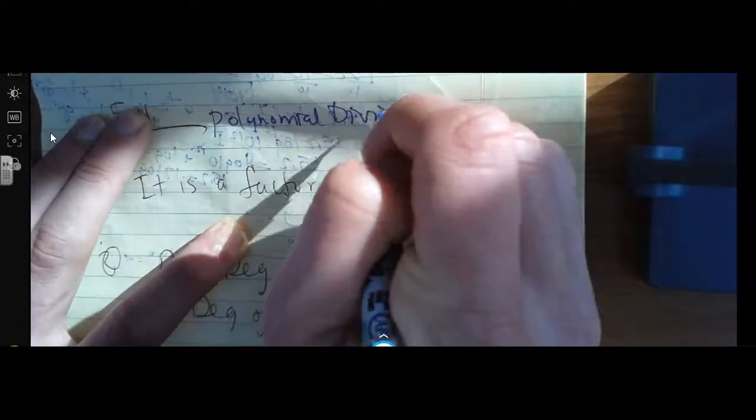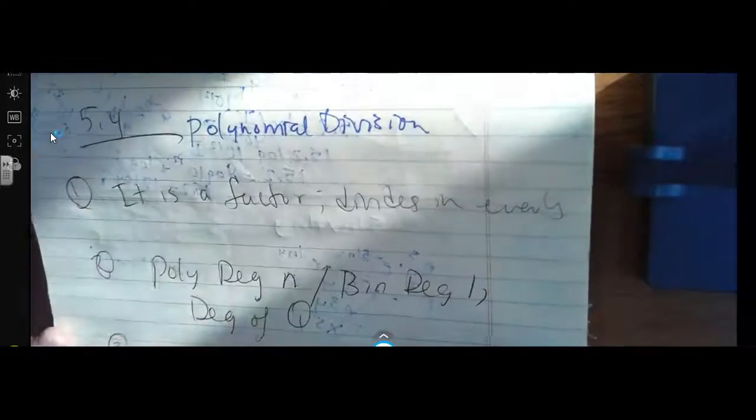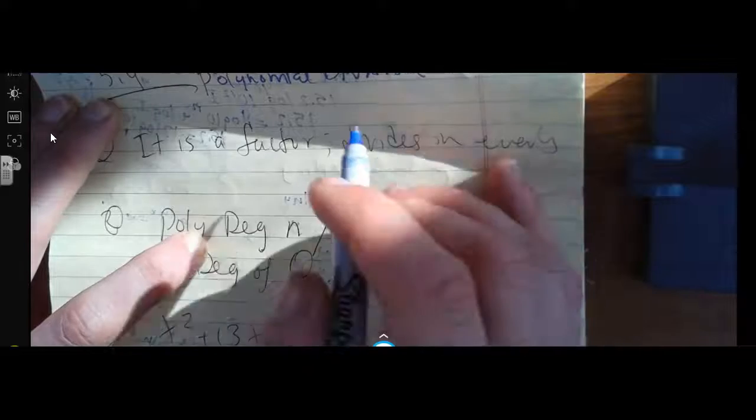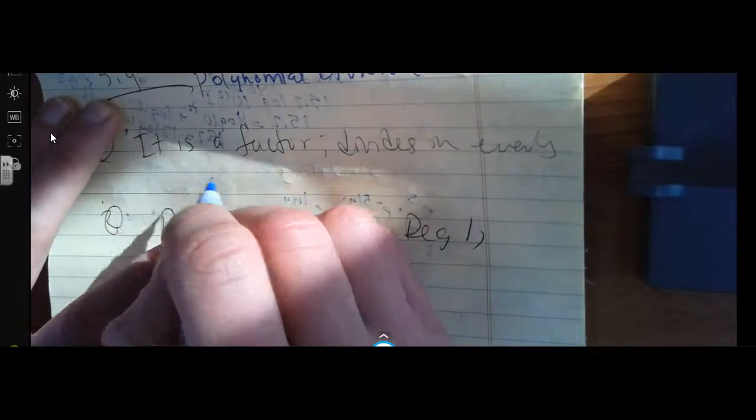Alright, this is lesson 5-4, Polynomial Division. And when we divide one factor by another, and if it divides evenly, that means it is a factor.